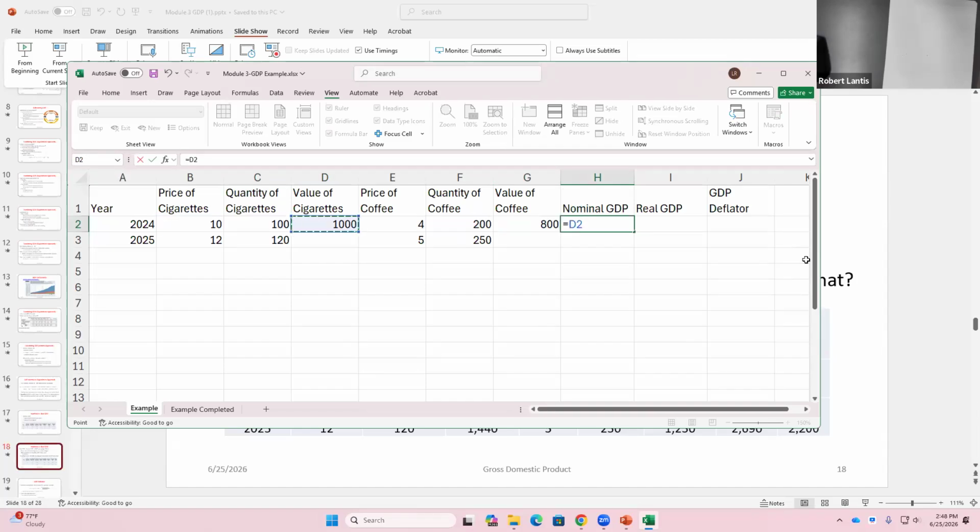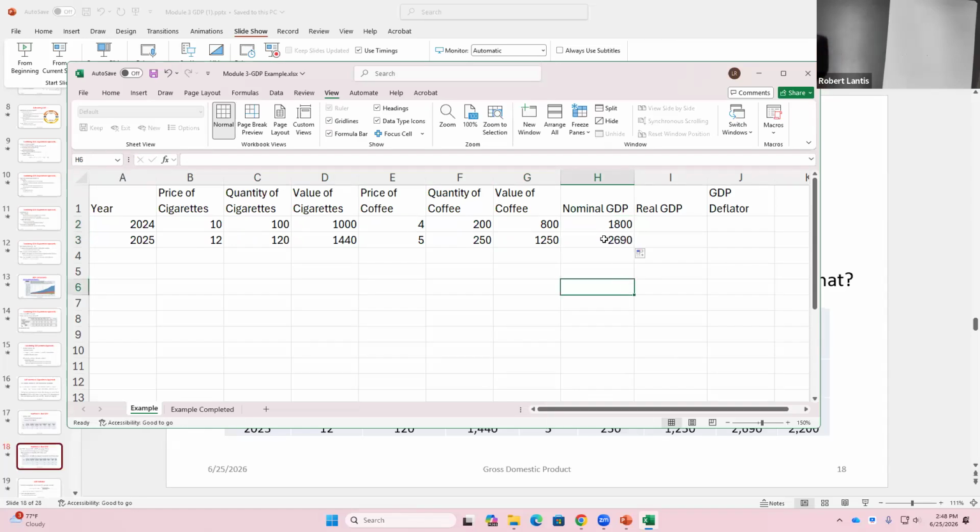Nominal GDP is simply the price of each good times the quantity of goods being produced, which we have already done by looking at the total value of each good's category. So there's my nominal GDP, right? Now in Excel, I can simply copy these down because it's going to update to the 2005 prices and quantity, and then do the same thing for coffee and for nominal GDP. So that's where those values were coming from.